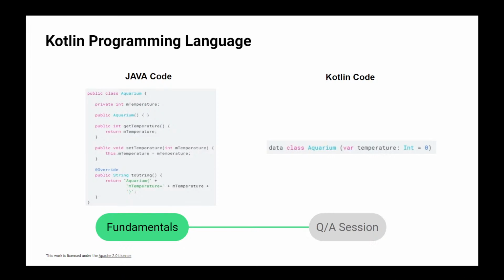See here the example. As the public class Aquarium is declared, its constructor is also declared, a class is also declared. So all these things can be combined into a single line of Kotlin code. Data class Aquarium where temperature Int 0. So we are going to learn all about this in the upcoming session.